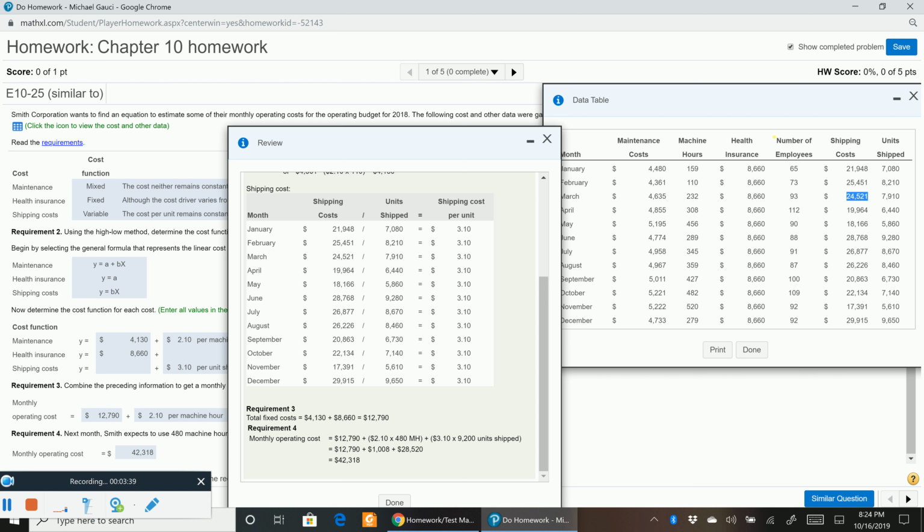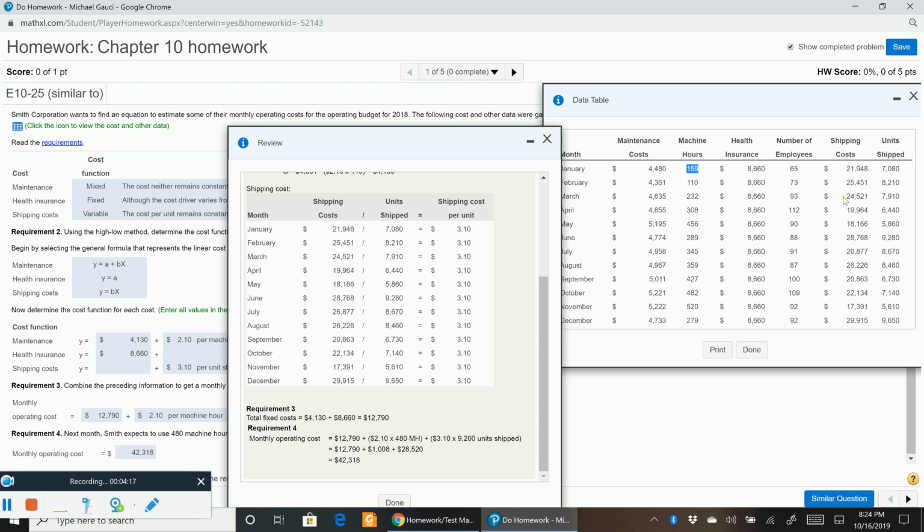And the last cost that we did not work on is maintenance costs. So let's first test to see if it's a fixed cost. We can see January's total is different than February's total, is different than March's total. So we can rule out that it's a fixed cost. It's not. If it was a fixed cost, these totals would be the same. So now let's test to see if it's a variable cost. So what we will do is we will take the total. Let's take January. The total is $4,480. And I will divide it by the cost driver, which in this case is 159 machine hours.